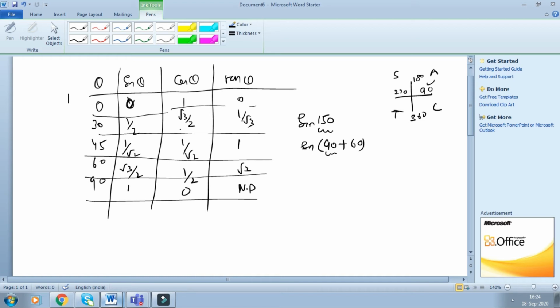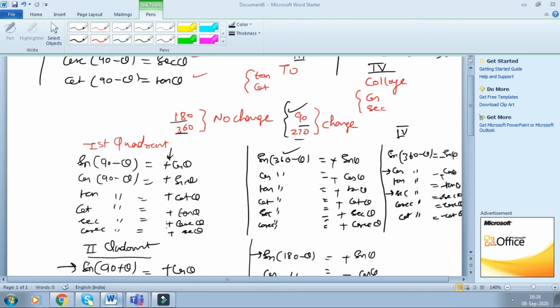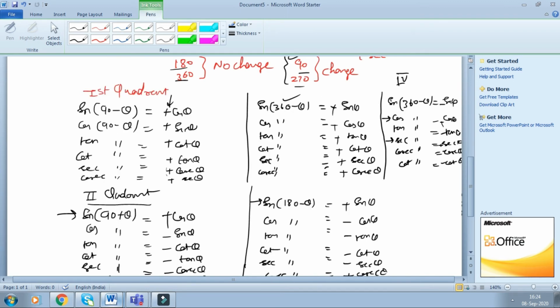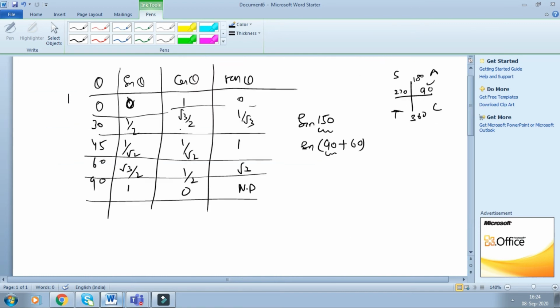So 90 plus 60. Now you need not go again and again to search what 90 plus theta is. No, this is for your understanding. But what I suggest is that you should always do the question like this. In 90, I told you there is a change, so it means cos 60 must be there. It will become cos 60 because in 90 there is a change. Now we have to see what sign it carries. For that we have to identify in which quadrant this angle is lying.